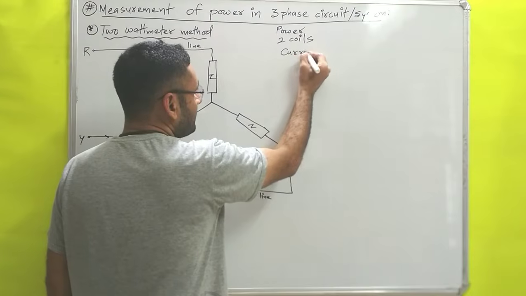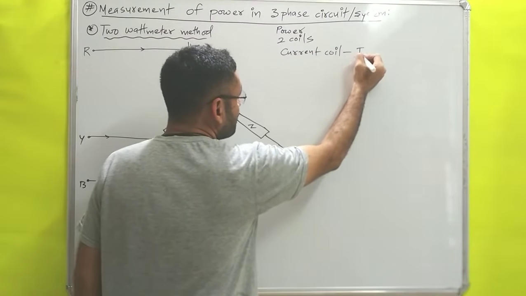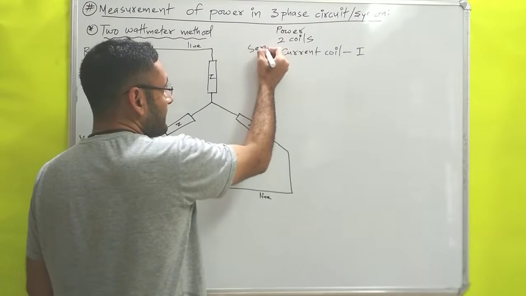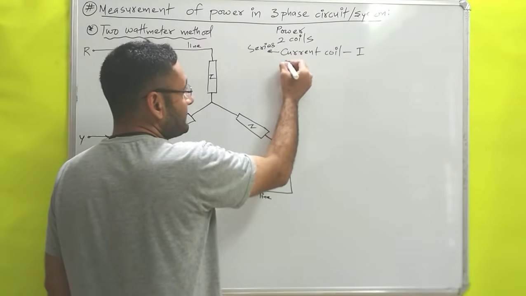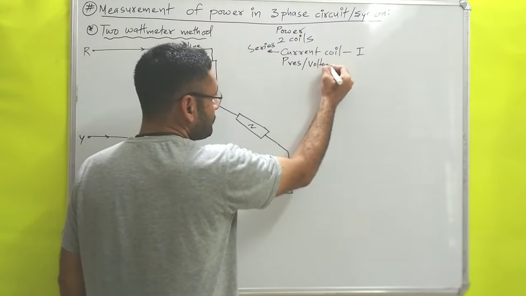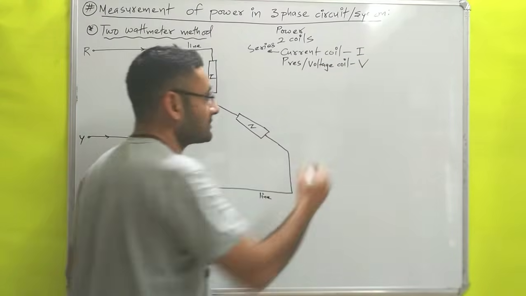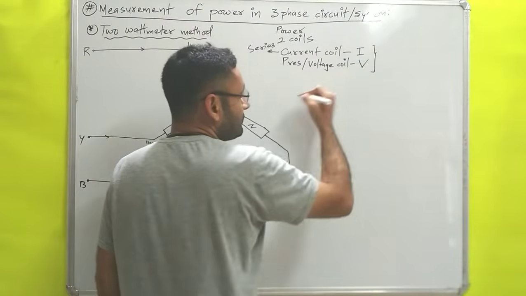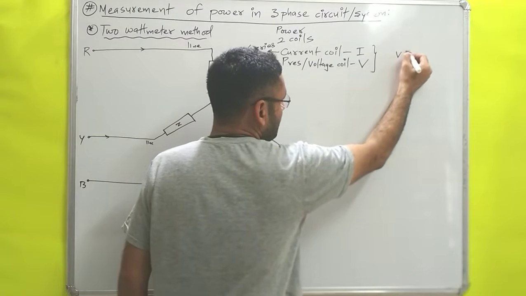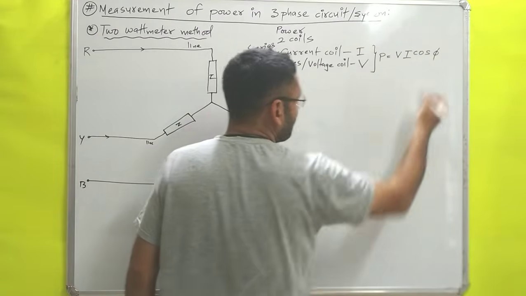First is your current coil. The current coil will measure the current, and it is connected in series, that also you know. And another is the pressure coil, or you can say voltage coil. The voltage coil will measure the voltage. So the wattmeter will measure the power by using which equation? V into I. Power P is equal to V I cos phi.